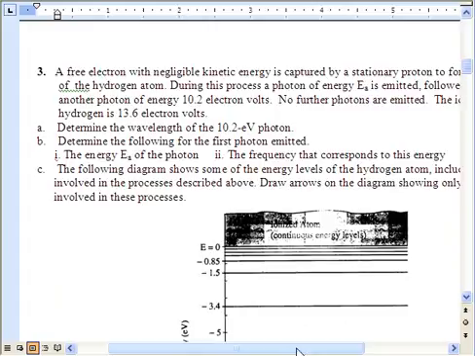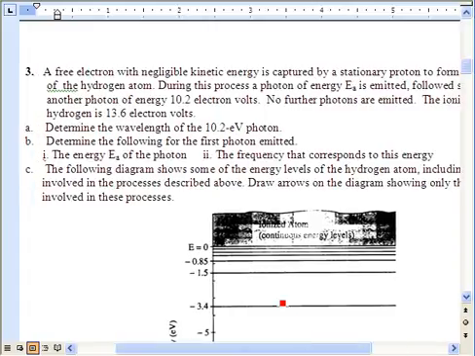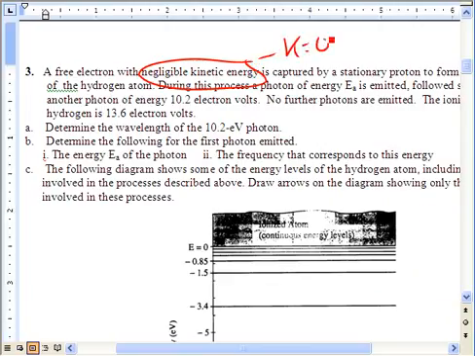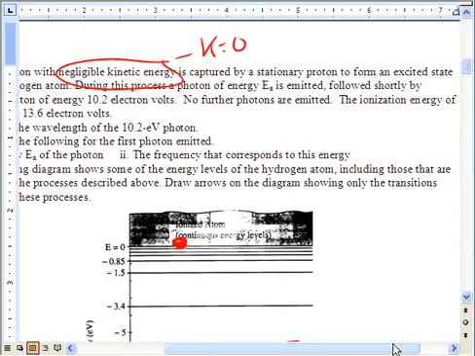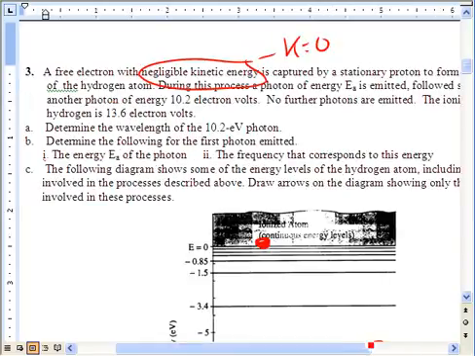Just for fun, I wanted to do number 3 now. I might not be able to finish it, but let's see. Let's start it. We have a free electron with negligible kinetic energy. That means K equals 0, which means energetically it's over here, with no energy at all. It's captured by a stationary proton to form an excited state of a hydrogen atom, so it's going to be somewhere above the ground state. During the process, a photon of energy EA is emitted, so it goes down somewhere, followed by another photon of energy 10.2 electron volts. No further photons are emitted. The ionization energy of hydrogen is 13.6 electron volts. Okay, we got that?